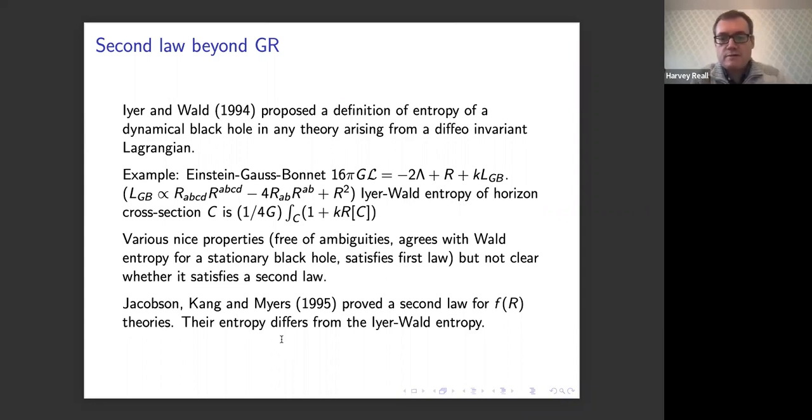A little later, there was work by Jacobson, Kang, and Myers, who looked at a special class of theories, the so-called F of R theories. These are theories where the Lagrangian is just a function of the Ricci scalar. And they managed to prove a second law for this class of theories. And they commented on the fact that their entropy, which is basically the derivative of this function, actually differs from the Iyer-Wald entropy. And so perhaps that's evidence that the Iyer-Wald entropy probably does not satisfy a second law in general.